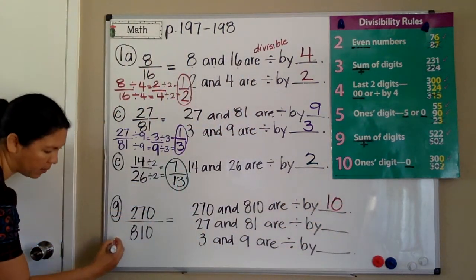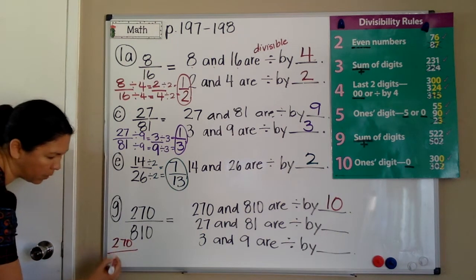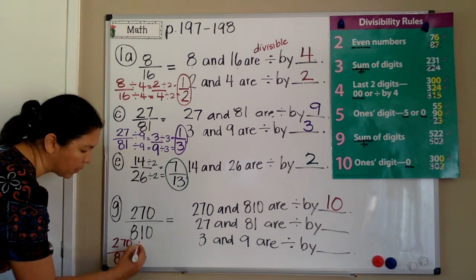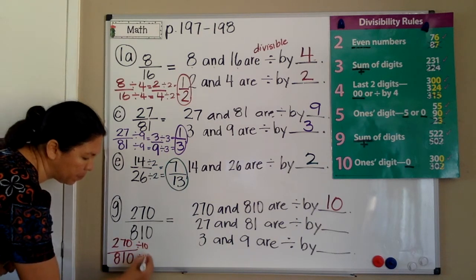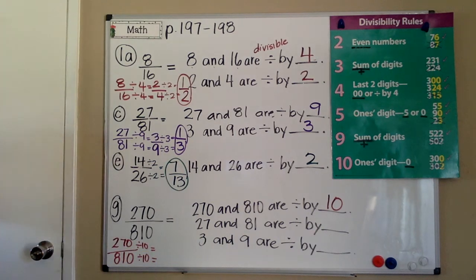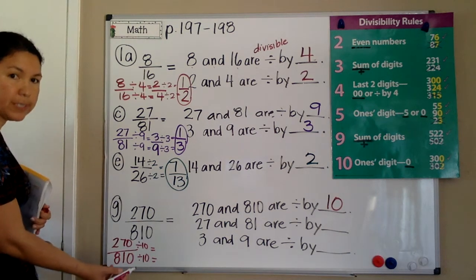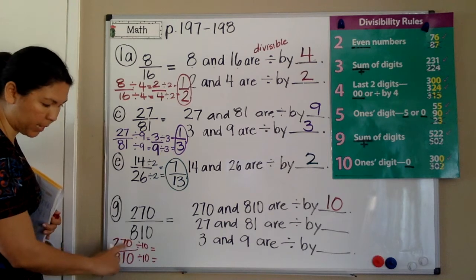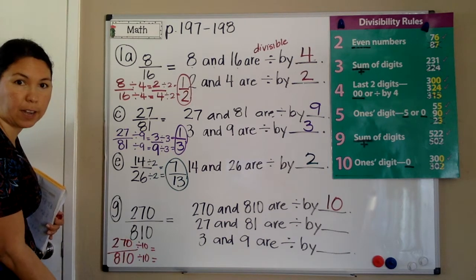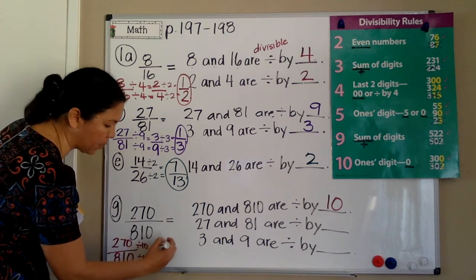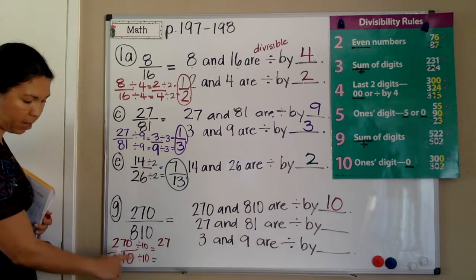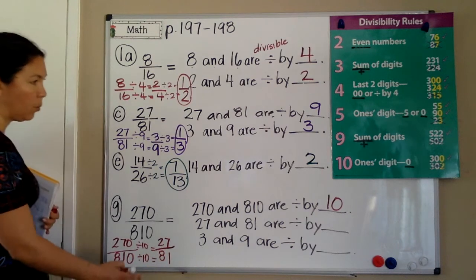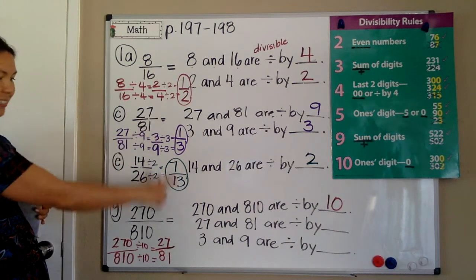And I'm going to write it underneath here. Hopefully you guys can see this okay? Yeah, I think so. All right, so let's divide by 10. How many 10s can go into 270? Well, remember when we're dividing by 10, all you do is take off a 0. So what's left if I take off a 0? 27. Good. Divide by 10, take off the 0. What's left? 81. Ooh, look at this. That's that same fraction.